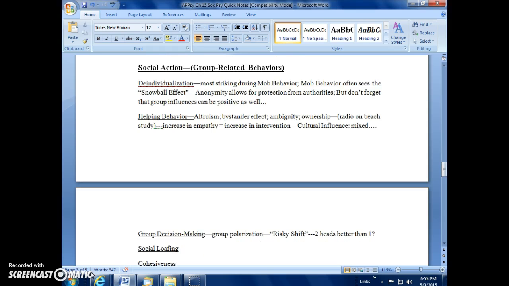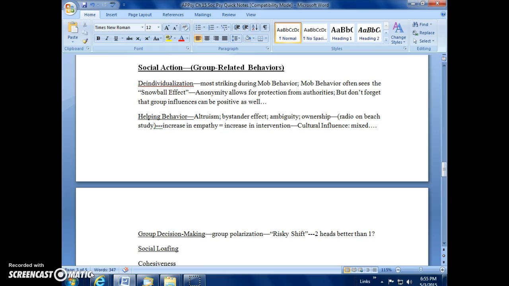Okay, the next category, social action. These are processes that occur when people interact either one-on-one or in groups, and they include de-individuation, helping behavior, group decision-making, organizational behavior, just to name a few. So let's take de-individuation first. This is what happens when people feel anonymous.